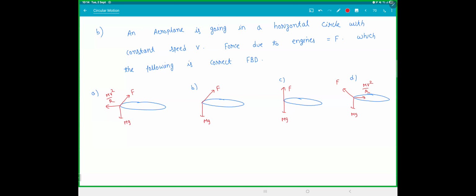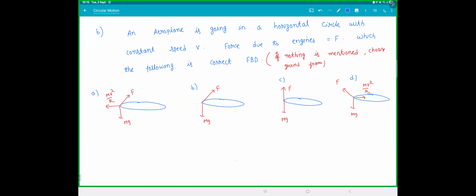In ground frame, you'll never find centrifugal force, isn't it? Centrifugal force comes in the rotating frame. So that is the first thing. Understand, if nothing is mentioned, always take the ground frame. And they won't tell you this in the exam. You can't argue with them. Clear? So in ground frame, centrifugal force will never come. So option A and D are gone.